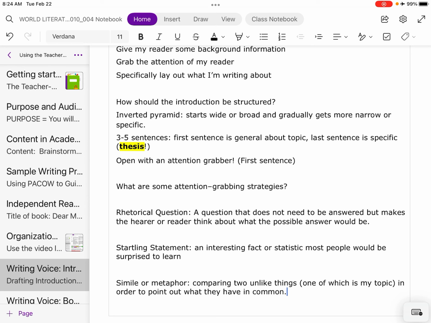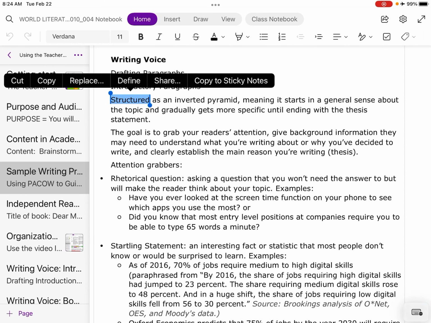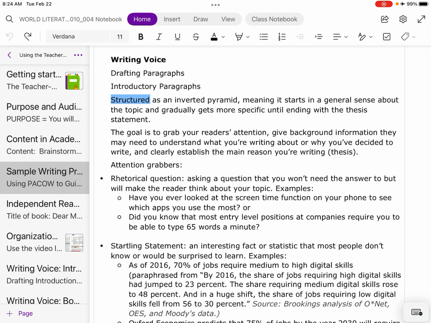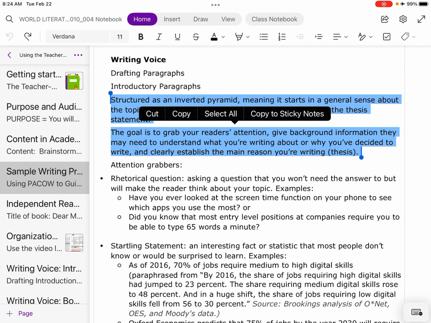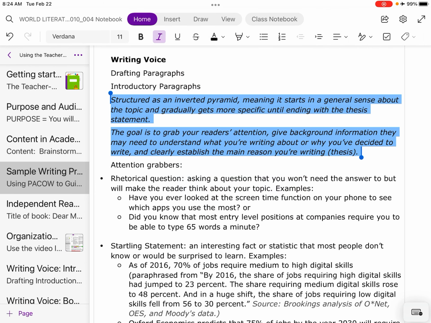Okay, so I'm going to show you some examples and then show you how to continue after the attention grabber to get to your thesis statement. So we look at the writing voice and we're talking about drafting paragraphs. You'll see that I have the notes here. That's what these all are. Now I'm just going to put that in.